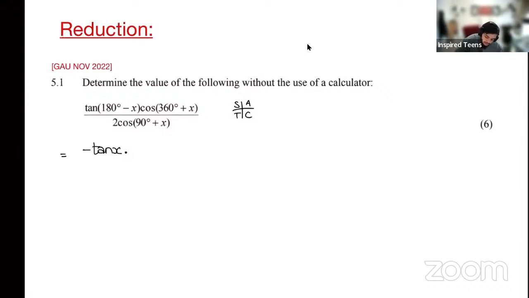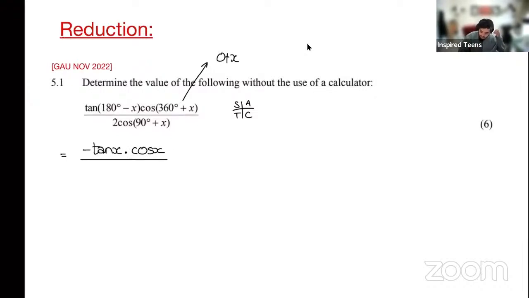It can be depicted here in the CAST diagram. 360 plus is the same as having 0 plus. Obviously they're always indicated as 360 plus, but it's basically in the first quadrant because you're going back to the first quadrant. And in the first quadrant, all are positive. So this definitely remains positive. It just says cos x.